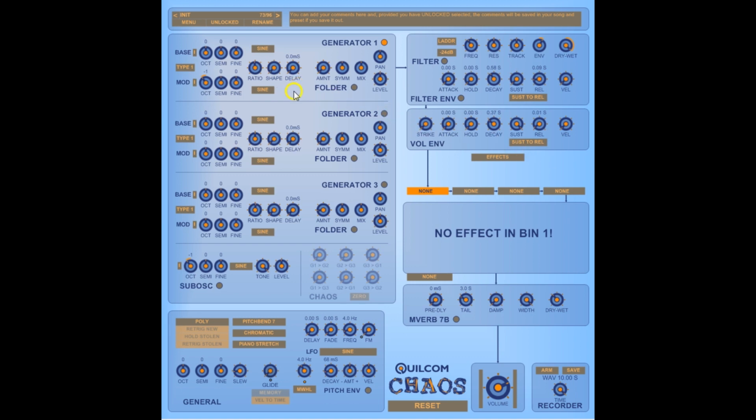Now the other ingredient in the chaos recipe is added by introducing a delay between the mix of the ratio and the shape and the feedback into the phase modulation of the mod oscillator. So I'll demonstrate that. The delay doesn't do anything if the shape is down because there is no feedback. So let's bring some feedback in. Now let's introduce some delay.